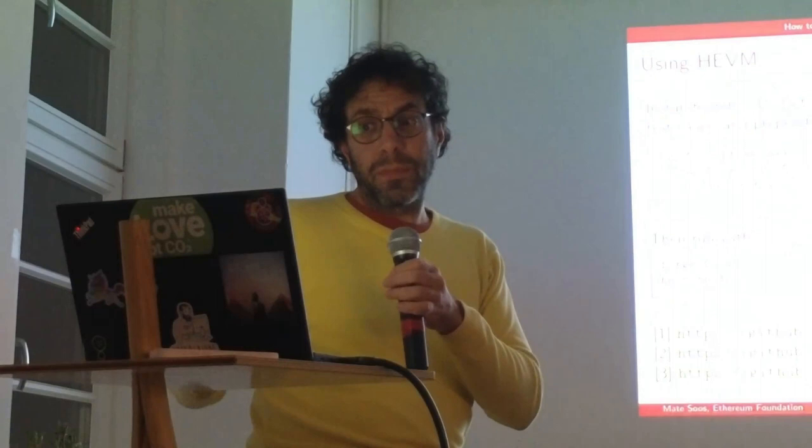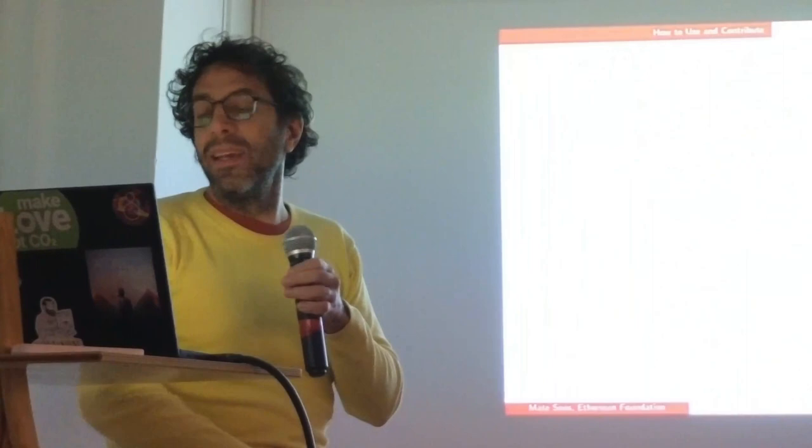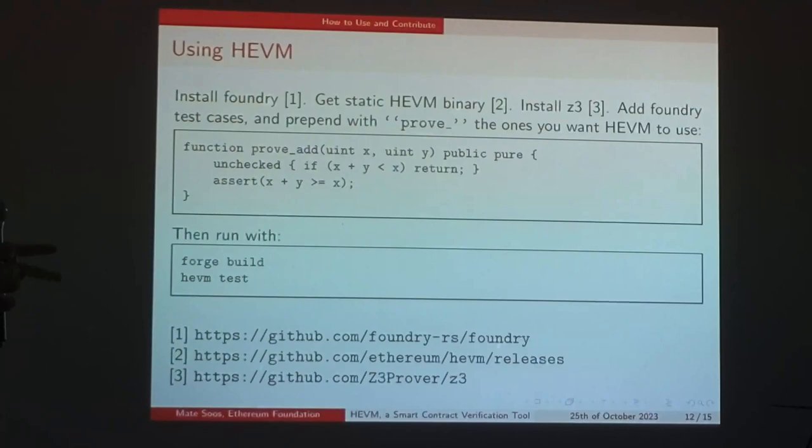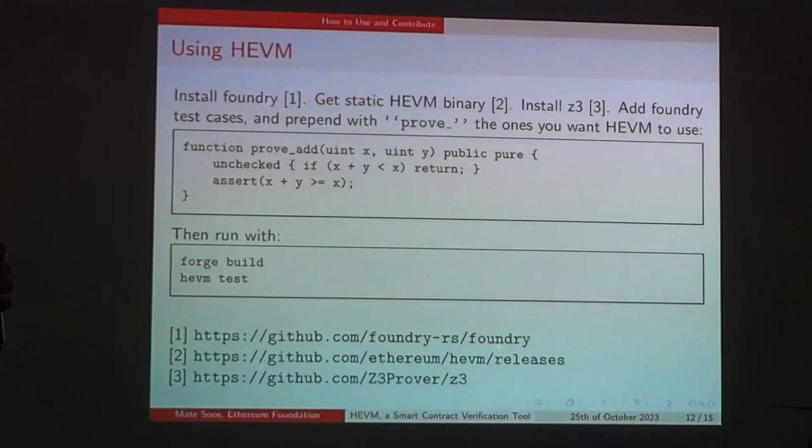And now I just want to show you how to do this by hand. So how do you actually do this? Well, you can use Foundry. I guess you know what Foundry is. Many people use it for building and creating projects on top of Ethereum. Then there is of course HEVM itself, and you will also need a version of Z3 in this case.